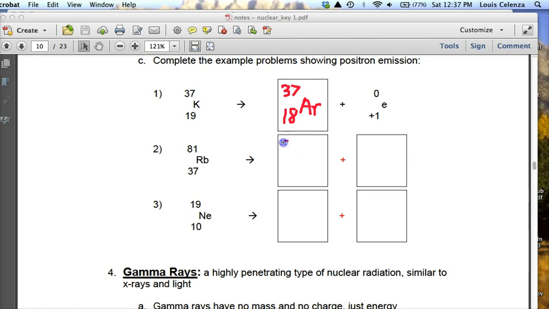Let's go through this. I'm going to do it this way, so you don't get into the bad habit of thinking it's always in that order. That's a positron. I know it's going to be 81, the new mass, and I know that the new atomic number has to be 1 less than the original, so it's going to be 36. I go to the periodic table, and number 36 is again another noble gas, krypton.